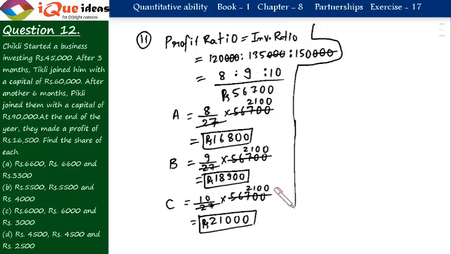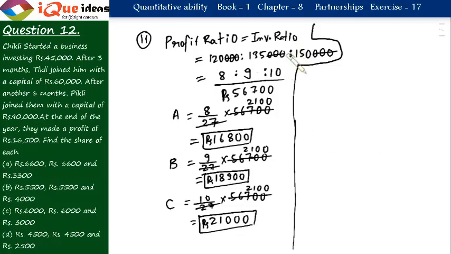Now let's take up the next question. It says Chickly started a business by investing rupees 45,000. After 3 months, Tickly joined him with a capital of 60,000. After another 6 months, that means total 9 months, Pickly joined them with a capital of 90,000. At the end of the year, they made a profit of 16,500. Find the share of each.